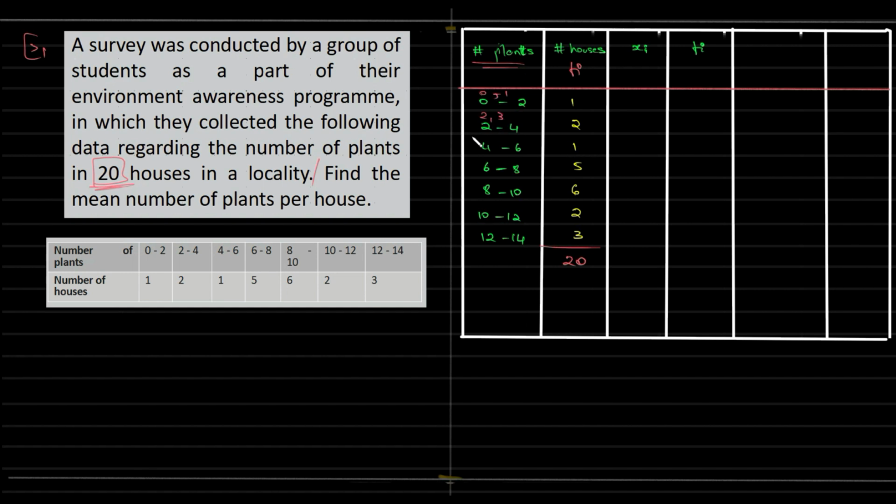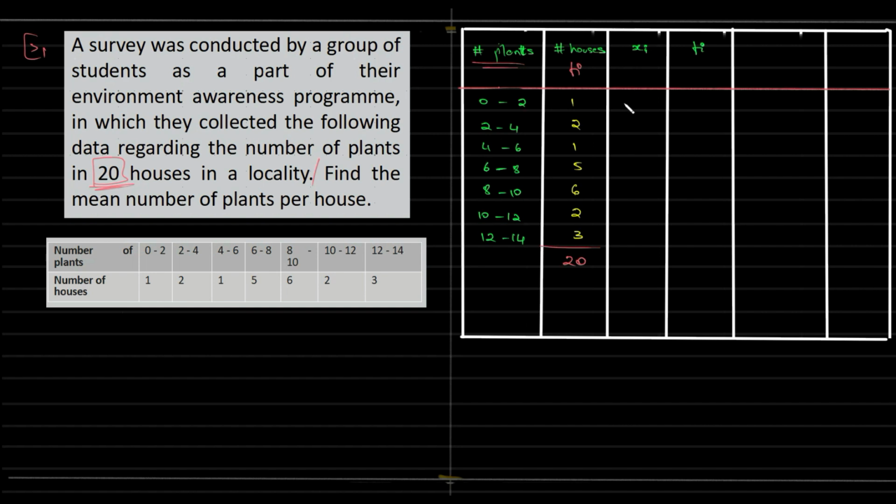Third row talks about there is a single house with 4, if not 5 plants. There are 5 houses with 6, 7 plants. There are 6 houses with 8, if not 9 plants. Right? So this is what the row talks about. The last row talks about there are 3 houses with 12, if not 13, if not 14 trees. That's why it's called an exclusive form of data representation, because we are excluding the number over here. 2 is not part of the first group. 4 is not part of the second group. Things like that.